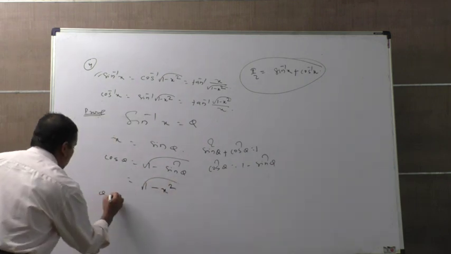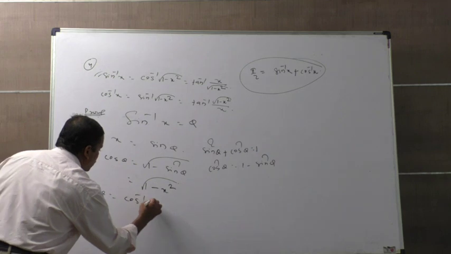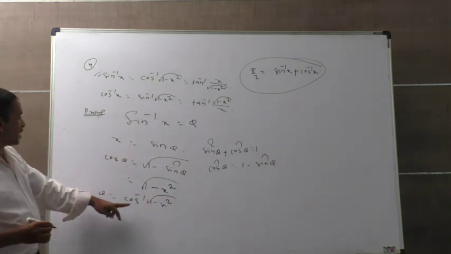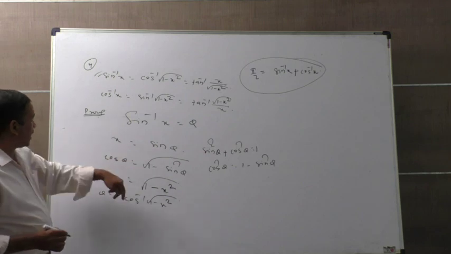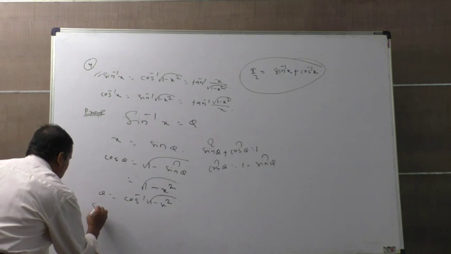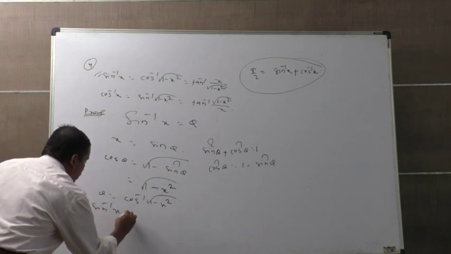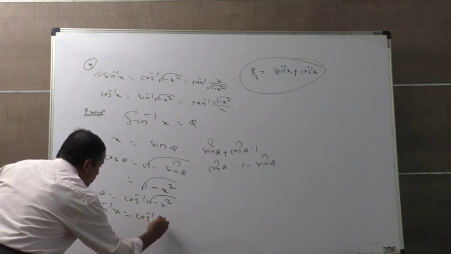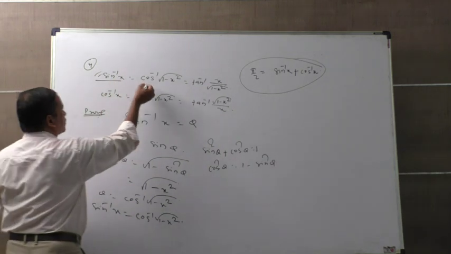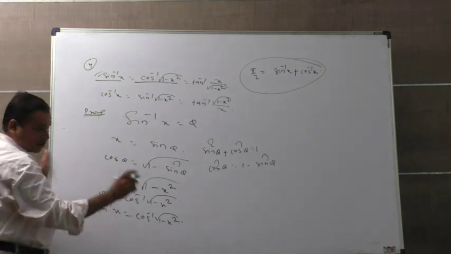So theta is equal to how much? That is cos inverse root of 1 minus x square. Now what is the value of theta? Theta we have taken as sin inverse x. So sin inverse x is equal to cos inverse root of 1 minus x square.